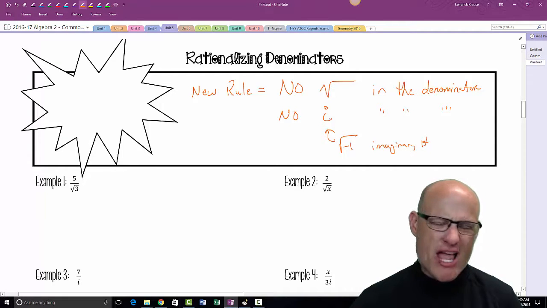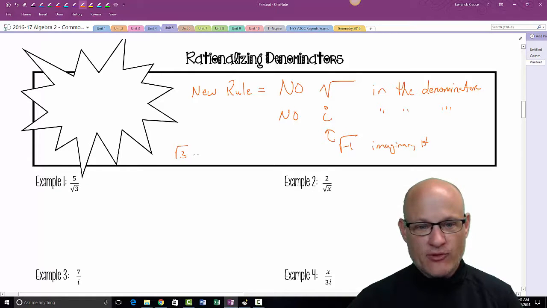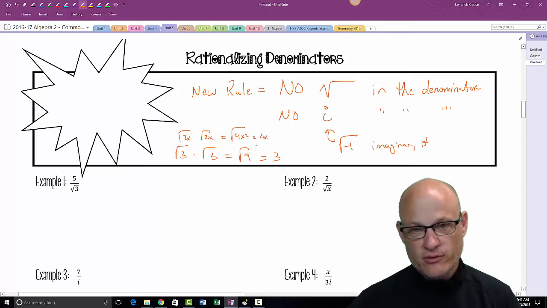So let's recall a fact that I know. I know that the square root of 3 times the square root of 3 is equal to the square root of 9, which is equal to 3. I know that the square root of 2x times the square root of 2x is equal to the square root of 4x squared, which is equal to 2x.